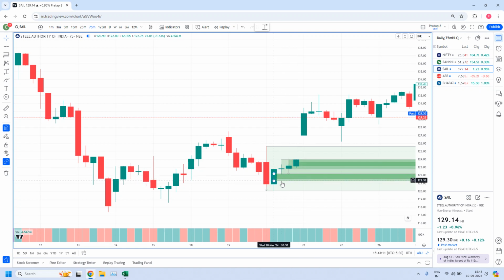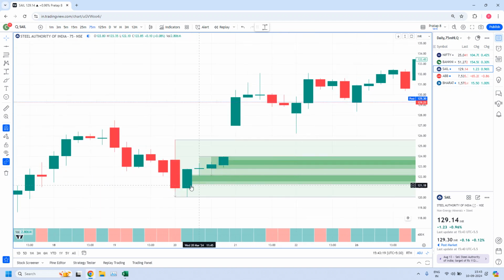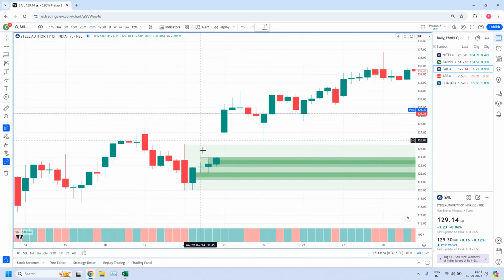We have a zone here. That means in this area you may find a lower time frame zone as an horizon to the higher time frame. Such kind of concept you may see here. But anyway, let us look into the lower time frames.